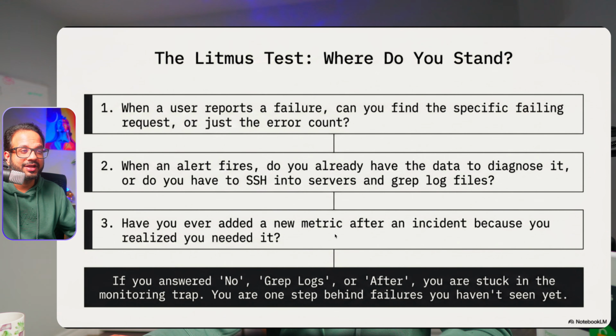The third is, have you ever added a new metric after an incident because you realized you needed it? If you have added a new metric after an incident, that means you are still monitoring the system. You are not implementing observability. So if you answered no for the first one, and grep log, that means you SSH into the server for the second question, and for the third one, you have added metrics after the incident, then you are stuck in the monitoring trap and you are not implementing observability yet. So that's a quick test that you can do with your system.